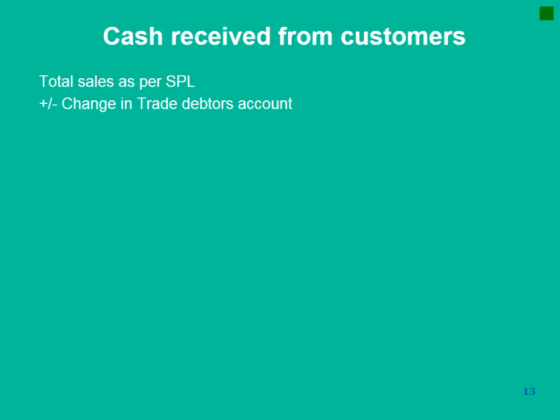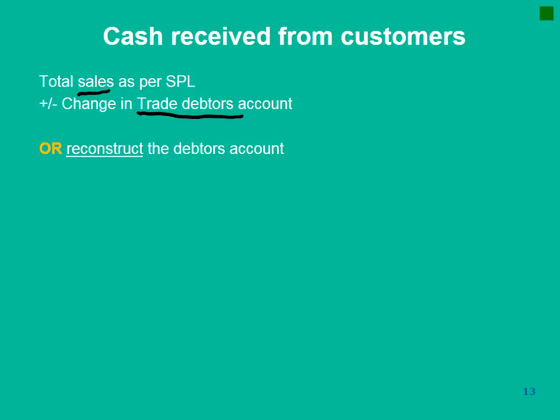There could be an increase or decrease in the debtors account. And remember, if you're selling on credit, it means you haven't received all your money by the end of the year. The other way we can work out cash received from customers is by reconstructing the debtors account. So I'm going to show you how to reconstruct the debtors account, but I'm also going to show you the shortcut method where you can take your total sales and then look at your change in debtors to work out the cash receipts from customers.